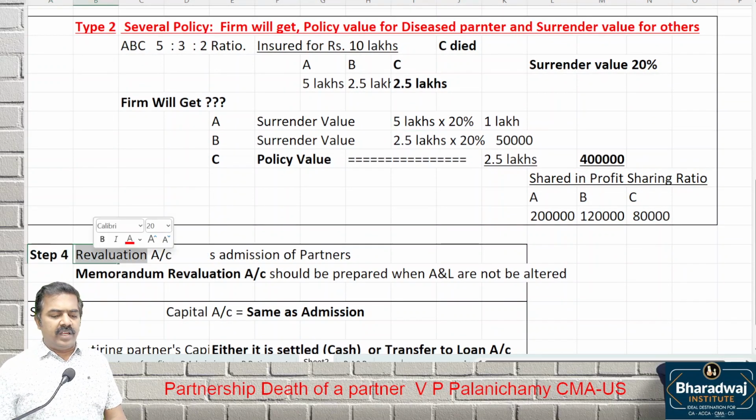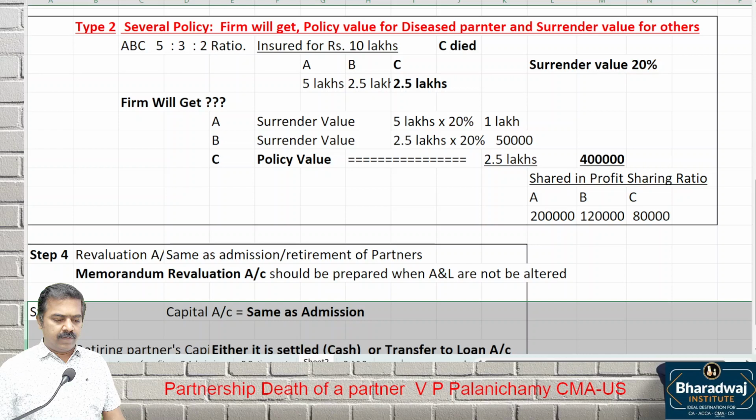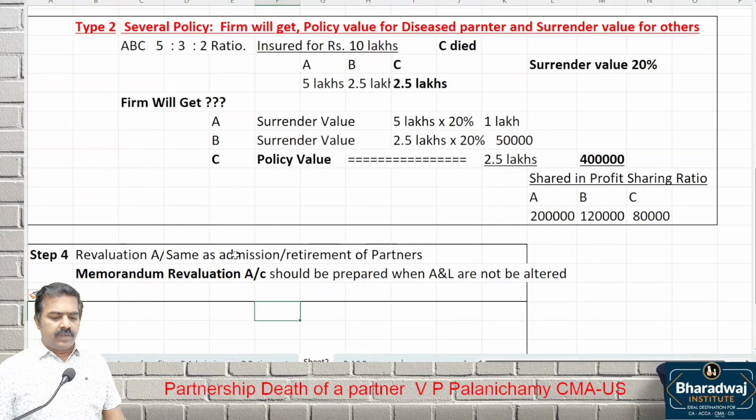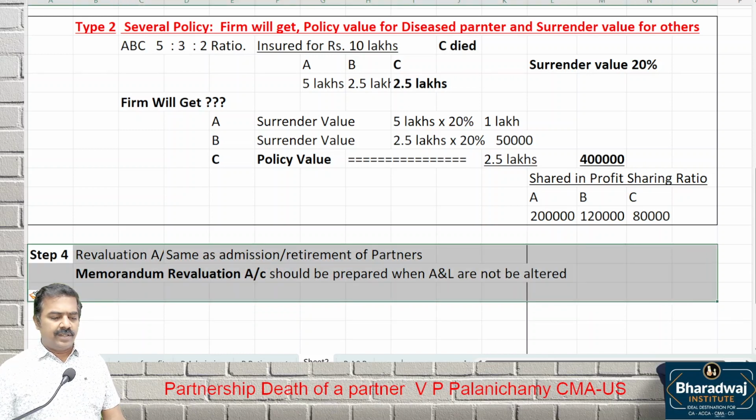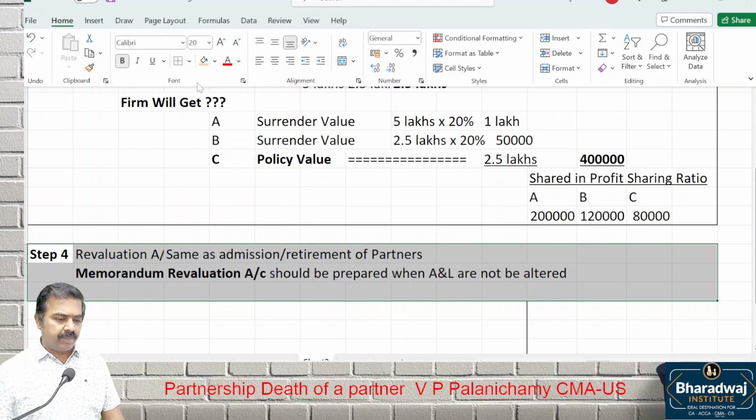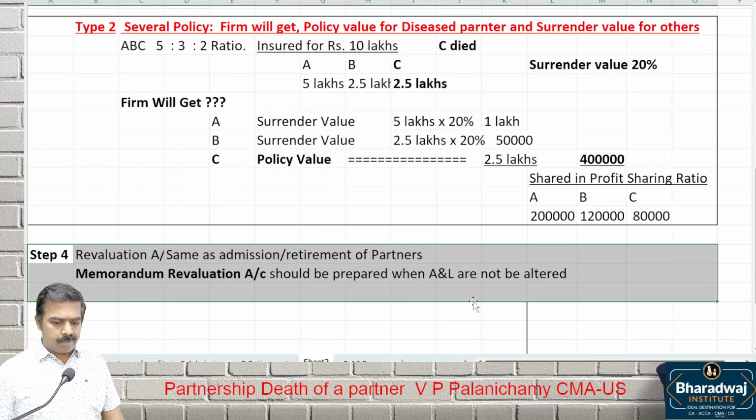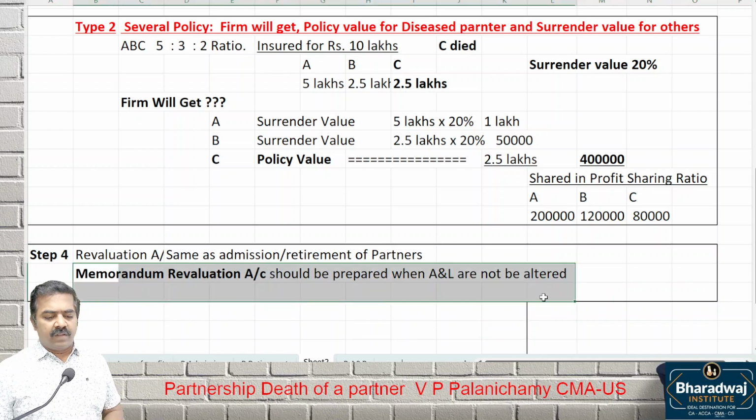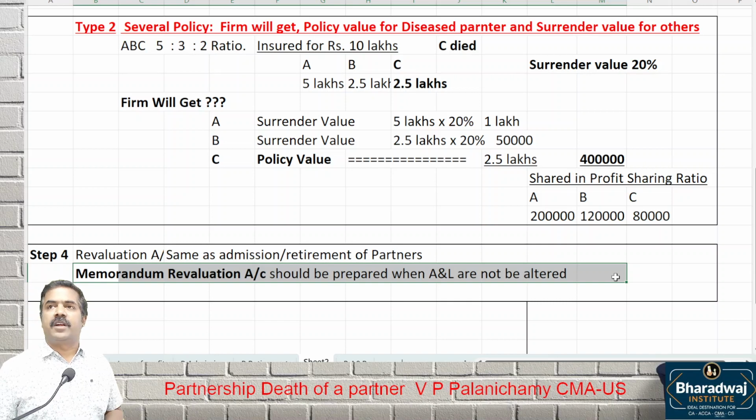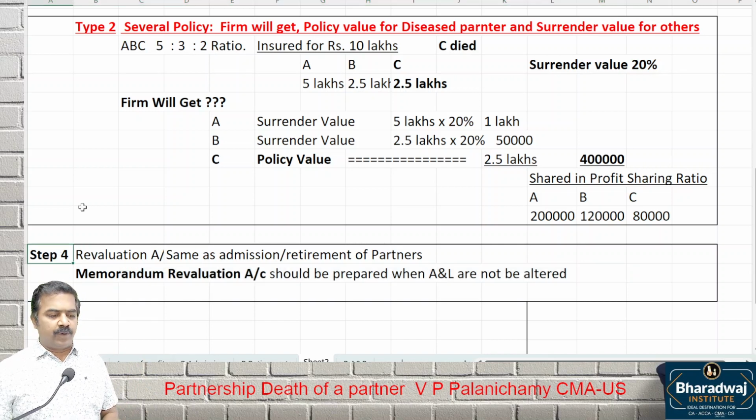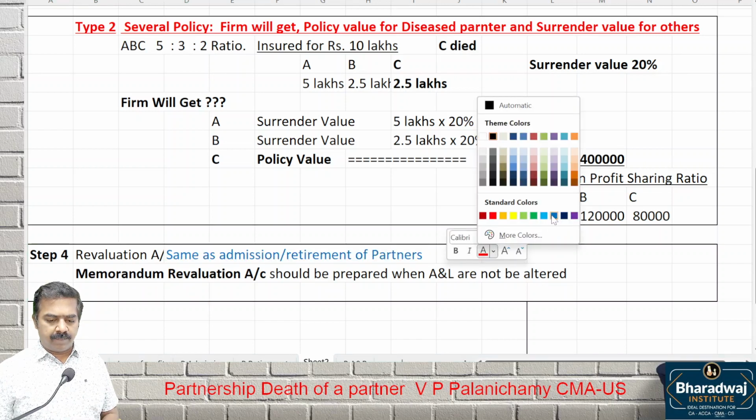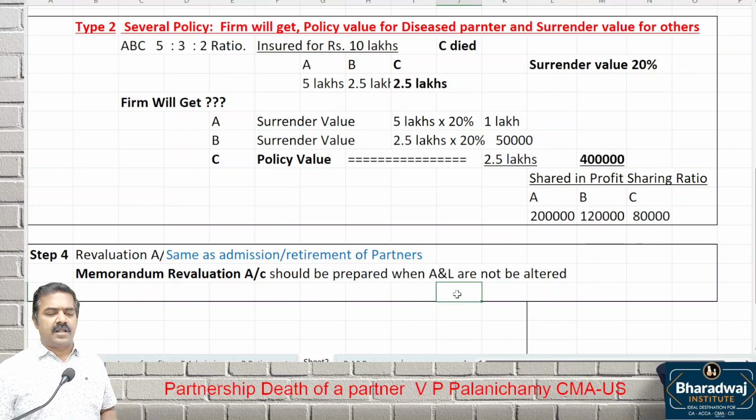Step 4, revaluation account is same as admission or retirement. There is no difference. We know when to prepare memorandum revaluation account. When to prepare it? When they tell you assets and liability value should not be altered. So step 4, revaluation account is same as which one? Admission or retirement of a partner. Credit the gains and debit the losses, transfer the profit to partner's capital.